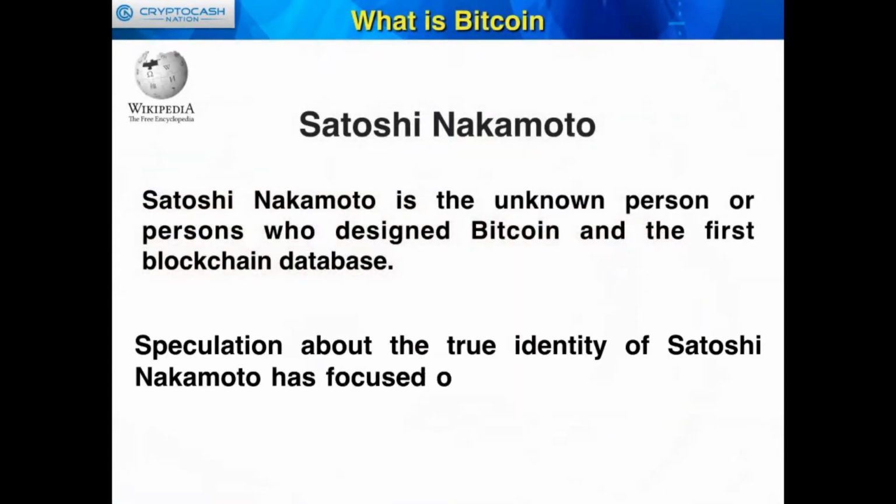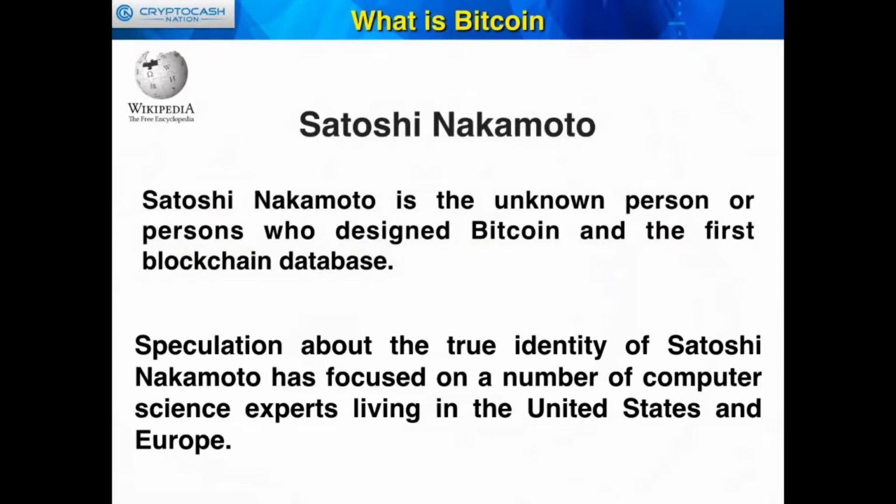So Satoshi Nakamoto, go to Wikipedia, type in Bitcoin, and it's going to come up with Satoshi, or type in Satoshi in Wikipedia. And it says here that Satoshi Nakamoto is the unknown person or persons who designed Bitcoin and the first blockchain database. And the other funny word you're going to be learning about is blockchain. Speculation about the true identity of Satoshi Nakamoto has focused on a number of computer science experts living in the United States and Europe.